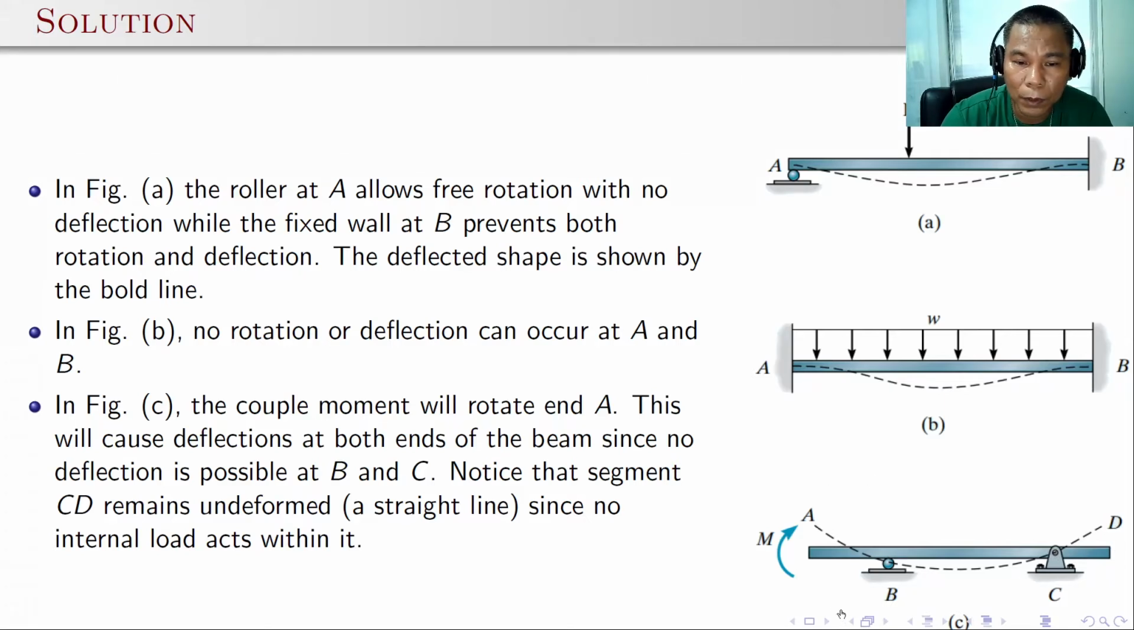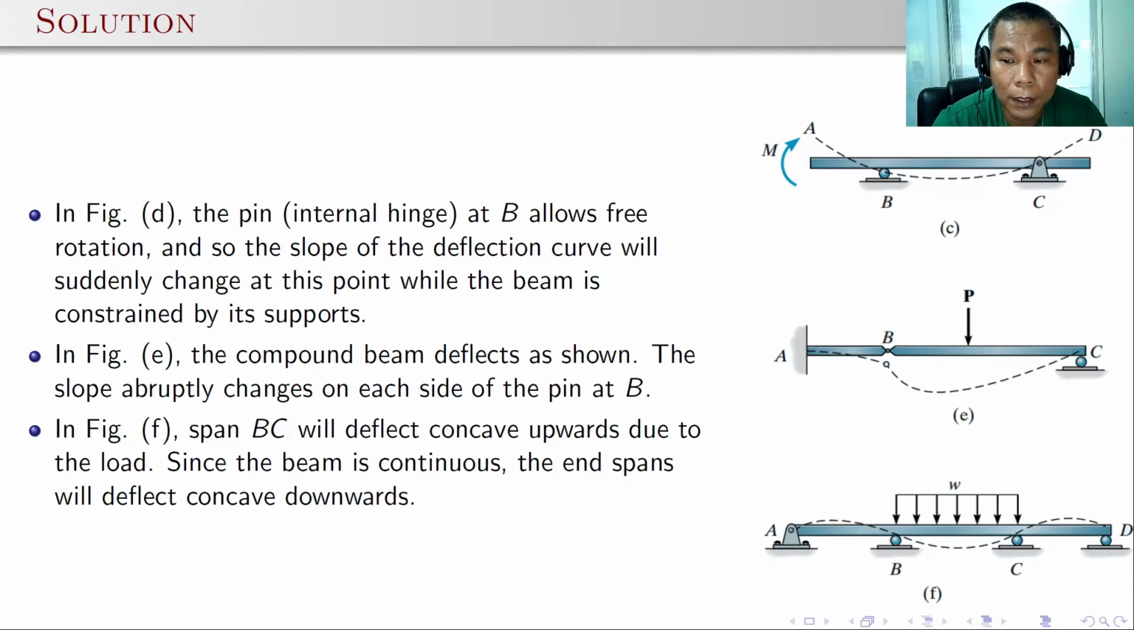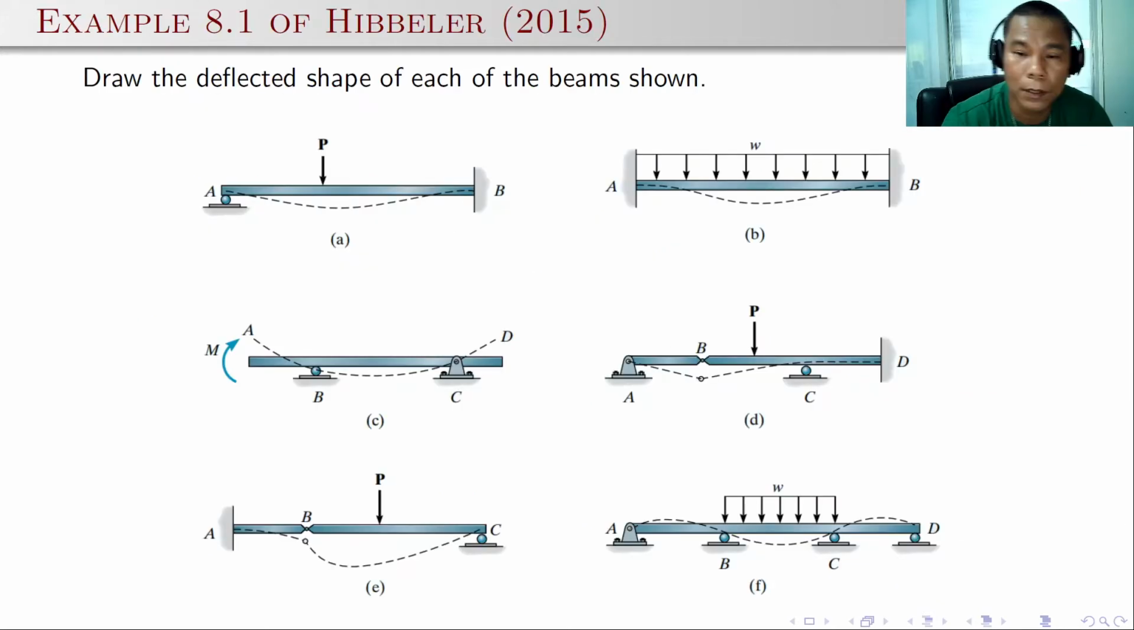This couple moment will rotate the end point A. Of course, this will cause deflections at both ends of the beam, since no deflection is possible at the supports B and C. Notice that the segment remains undeformed. This is CD, which is still a straight line since no internal load acts within it. For the other beams, sorry, this is not D, but this one. This is the beam D.